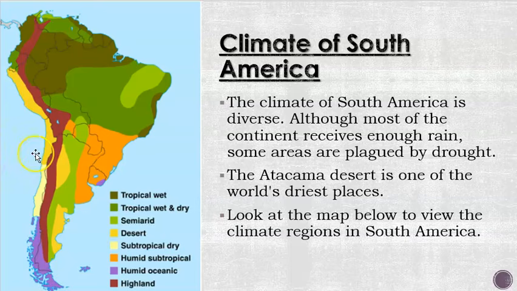The climate of South America is as diverse as its landforms. As you can see from this colorful climate map, there are a lot of different climates represented in South America. Although most of the continent receives enough rain, some areas are plagued by drought. For instance, the Atacama Desert is one of the driest places in the world.